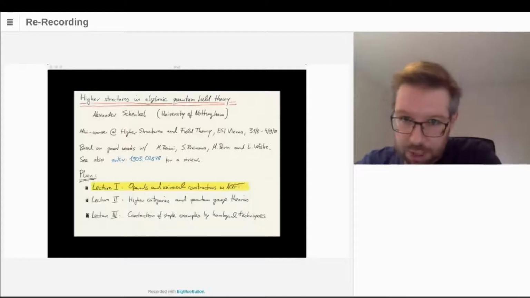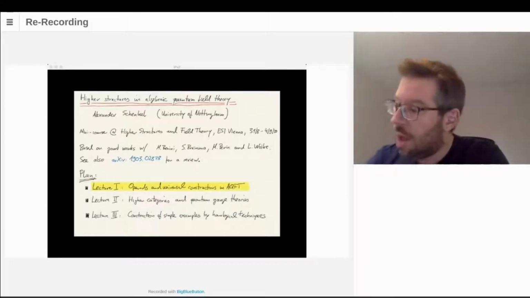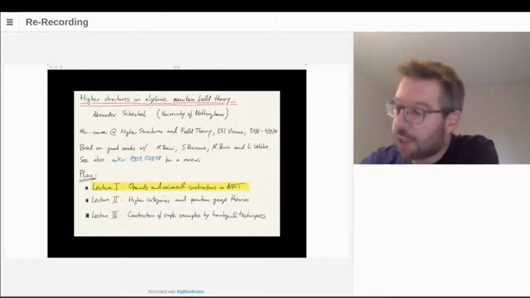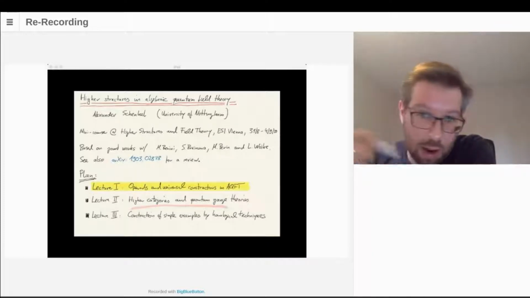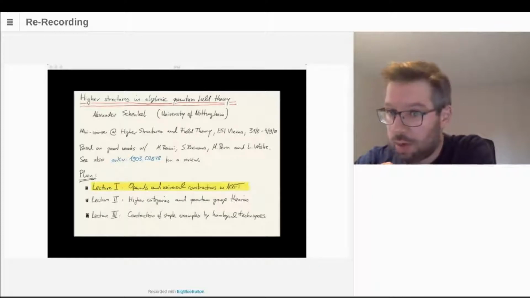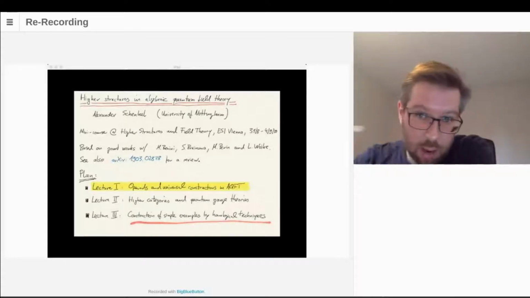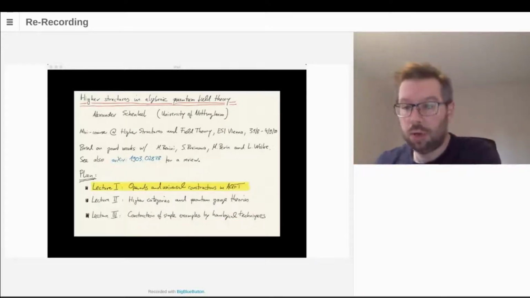In the first lecture, which I'm now re-recording, I will introduce an operadic perspective on algebraic quantum field theory and show you how it is useful for doing universal constructions in this framework. The second lecture is about higher categories and quantum gauge theories, so how higher categories are important to deal with quantum gauge theories. And the third lecture is about simple examples and how to construct them by using homological techniques.